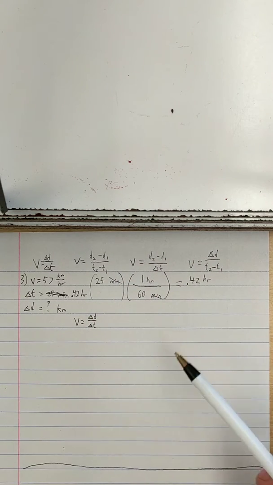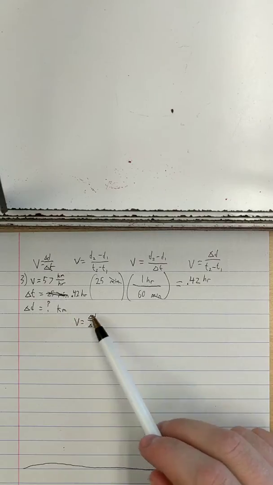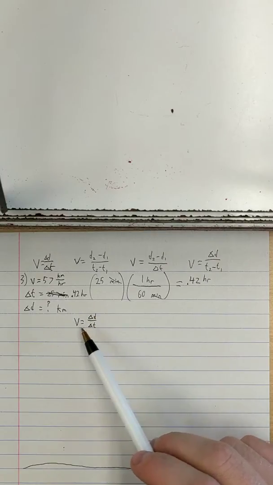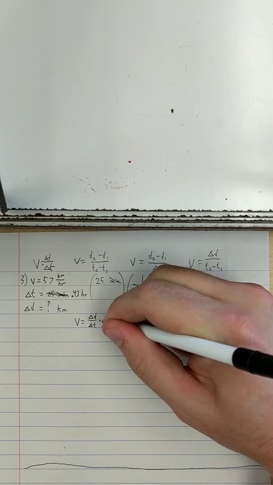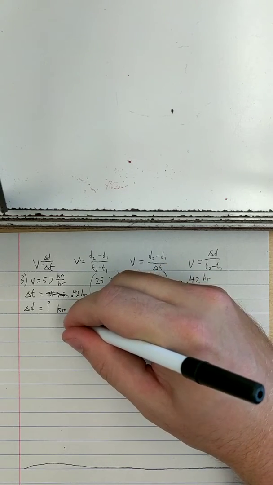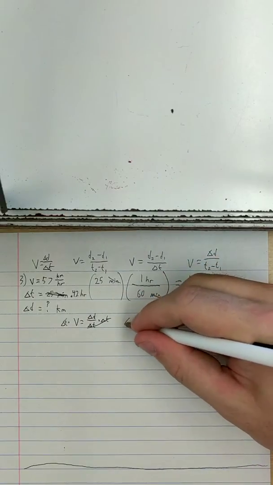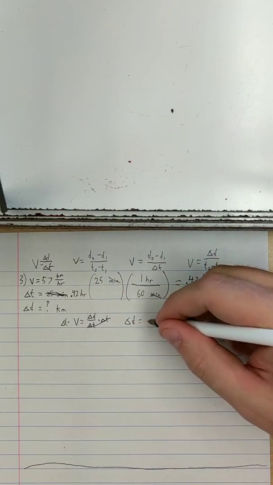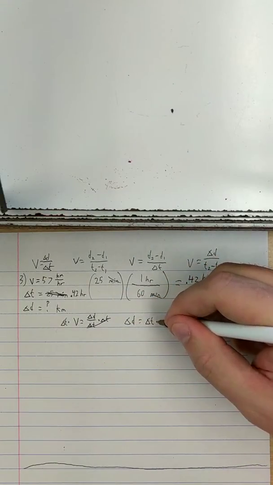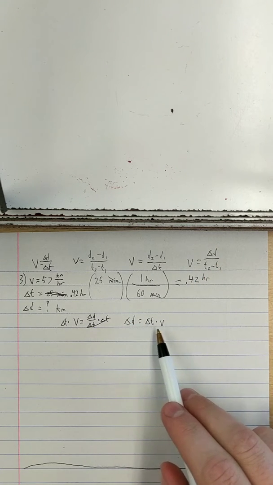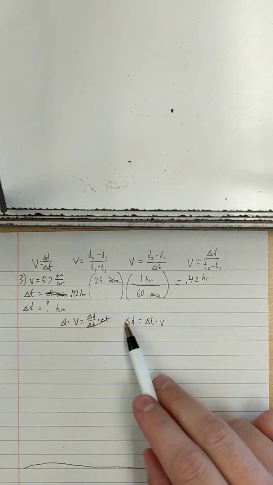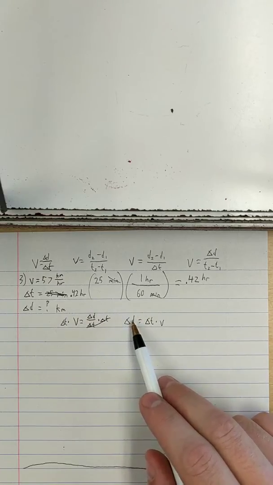Now, do not plug in numbers yet. Solve all of this with the variables first. I need to find delta D, so I'm going to multiply delta T to both sides, and I get delta D equals delta T times V. You need to get this listed as an equation with all letters, solving for whatever you need first, before you do anything else.